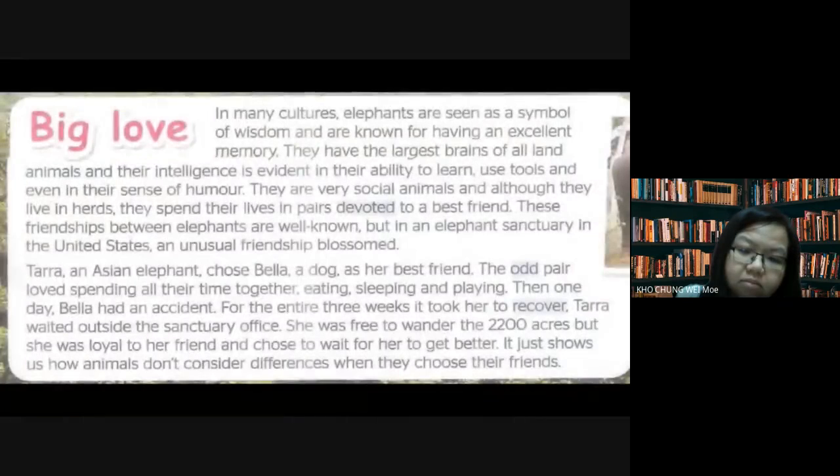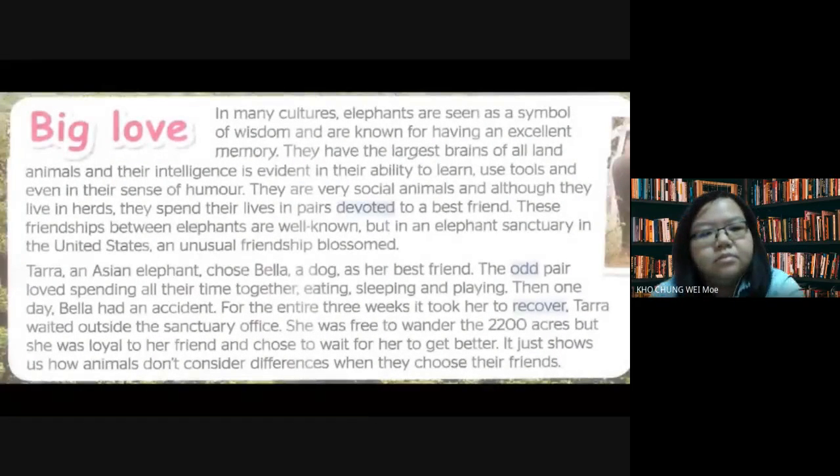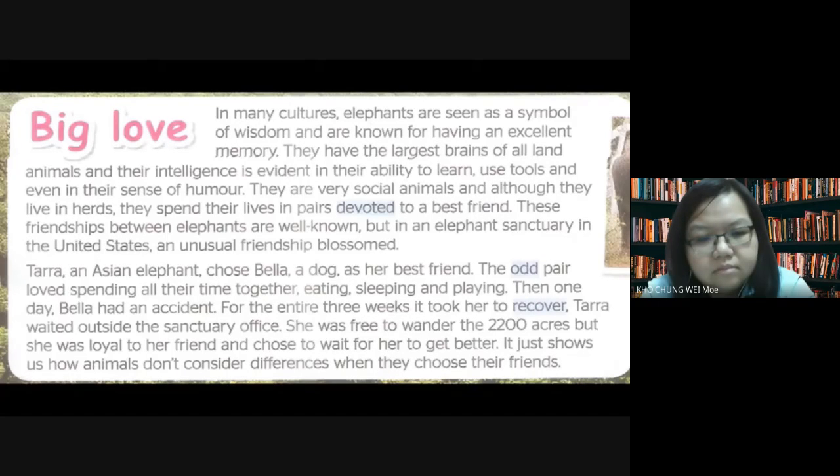In many cultures, elephants are seen as a symbol of wisdom and are known for having an excellent memory. They have the largest brains of all land animals, and their intelligence is evident in their ability to learn, use tools, and even in their sense of humour. They are very social animals, and although they live in herds, they spend their lives in pairs devoted to a best friend. These friendships between elephants are well known, but in an elephant sanctuary in the United States, an unusual friendship blossomed. Tara, an Asian elephant, chose Bella, a dog, as her best friend.